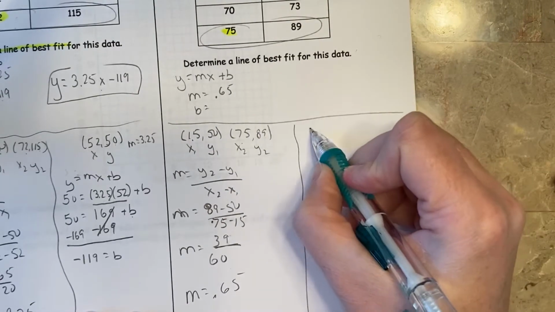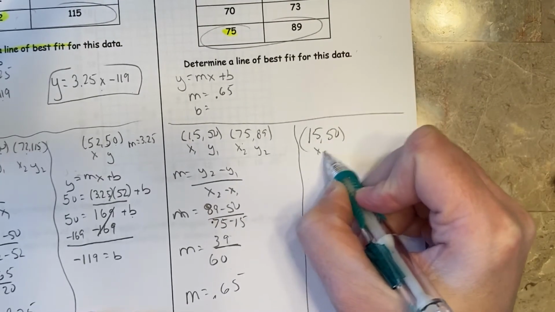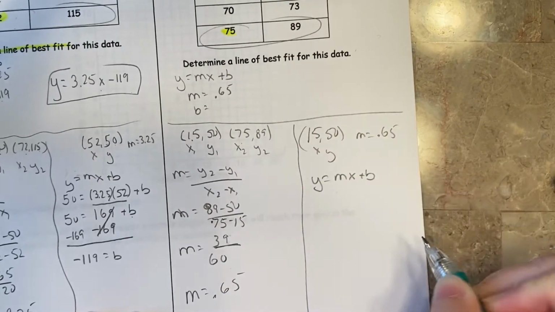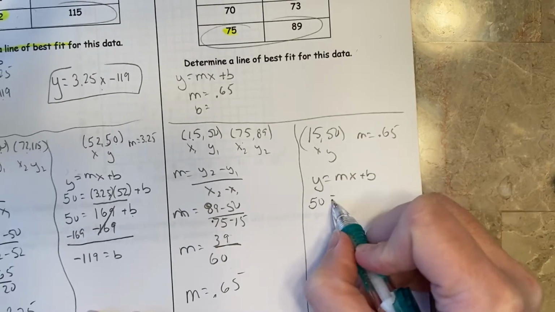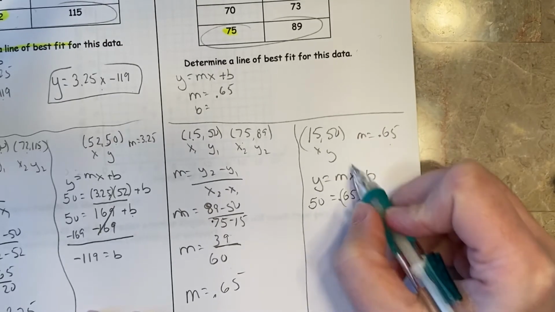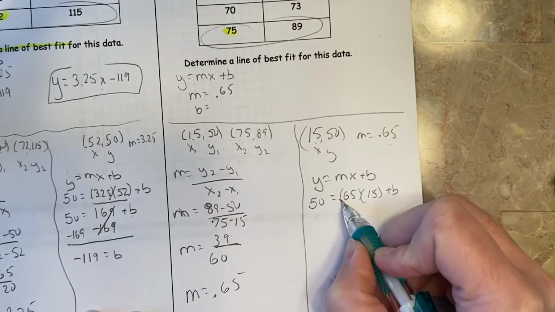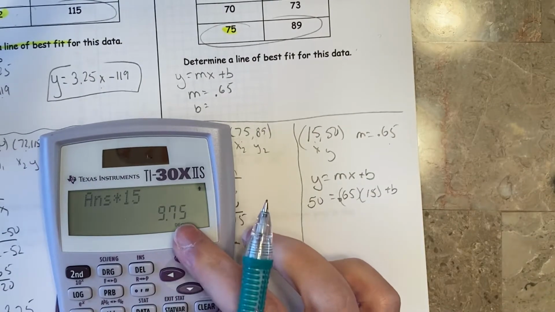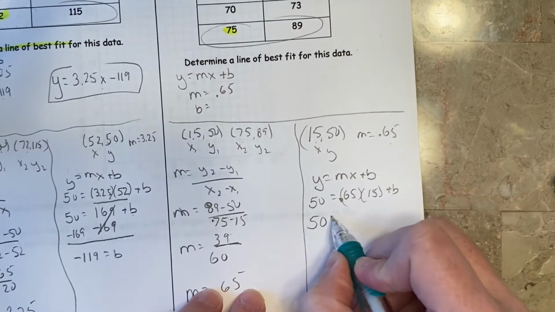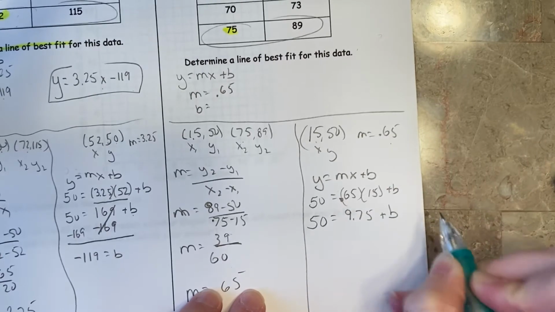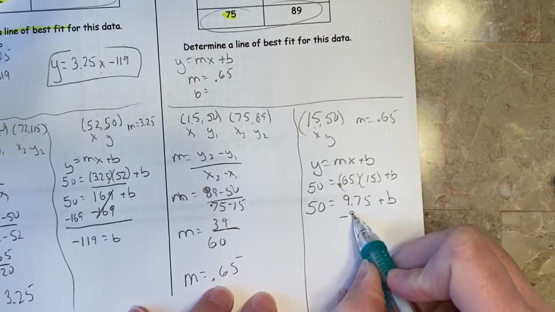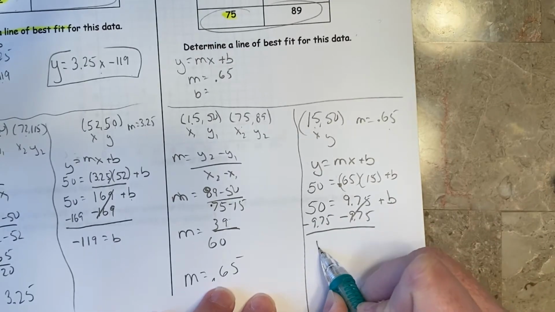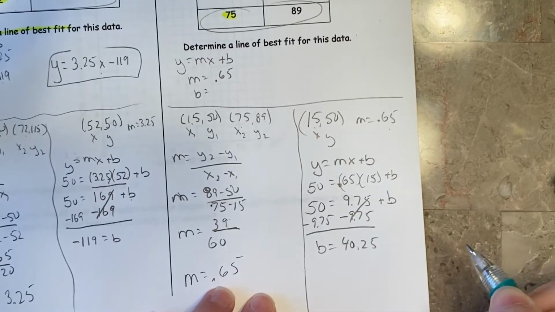All right, so now, again, be consistent. We're going to use the first point, and our slope was 0.65. So we're going to plug into y equals mx plus b. So we have 50. Your slope is 0.65. Your x is 15 plus b. So I'm going to do 0.65 times 15, and we're going to get 9.75. So 50 equals 9.75 plus b. Again, do the inverse operation, and we're going to subtract, and then we get b equals 40.25.